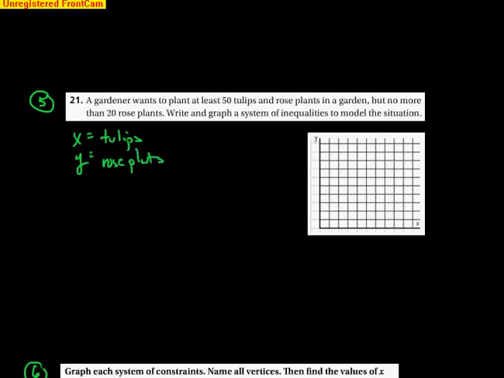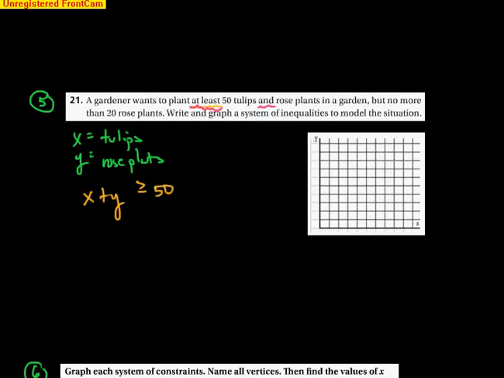So what are the two sentences that deal with our inequalities? Well, this says you want at least, I'll do it in red so you can see it better, at least 50 tulips and rose plants. So together you want x and y to be at least 50. So that means you're okay with being 50, but you want more than 50. Greater than or equal to 50.